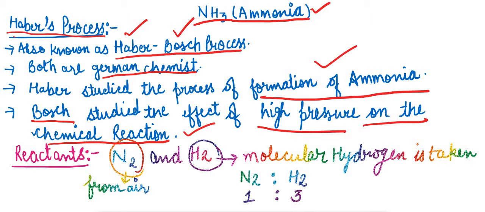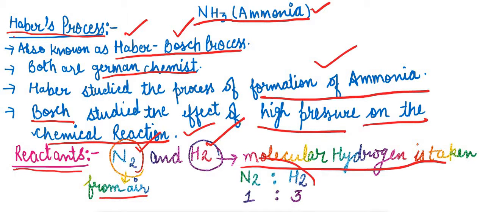And what are the reactants used in that reaction? Two reactants are there: one is nitrogen gas and the second is hydrogen. Nitrogen we obtain from the air, and the hydrogen used is molecular hydrogen. Their ratio is always fixed: nitrogen is taken as one part and hydrogen is taken as three parts. That ratio is always fixed.